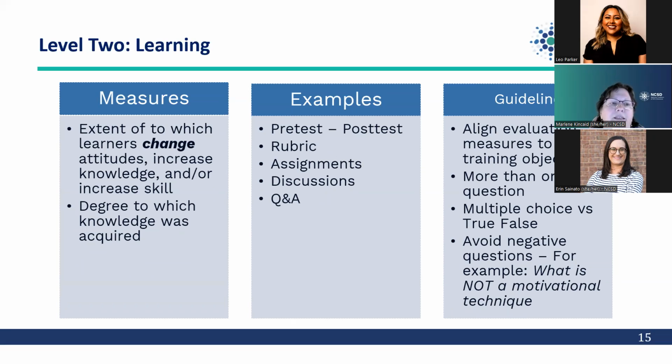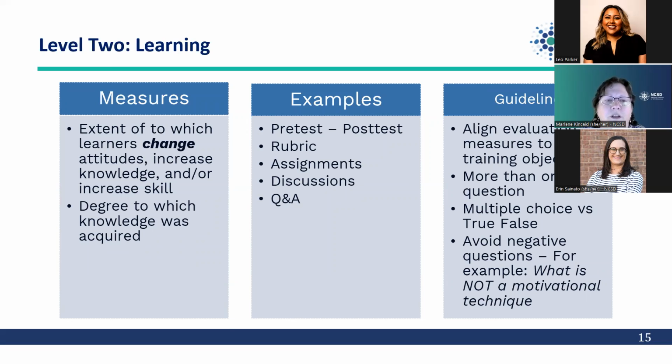Level 2 is the learning level of evaluation. It measures the extent to which learners change attitudes, increase knowledge, and or increase skill. It is the degree to which knowledge was acquired. Examples of level 2 evaluations are the pre-test and post-test. The pre-test is also very similar to what Erin mentioned as the benchmark or the baseline. Then there's also the rubric scoring method, assignments, discussions, and Q&A.